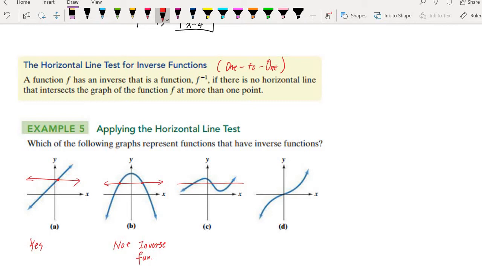Then we look at the next one. That intercepts more than once, actually at 3 points. That means not again. And then you look at this one. It's always only 1 point. That's why you're going to have yes, an inverse function. So only a one-to-one function has an inverse function.